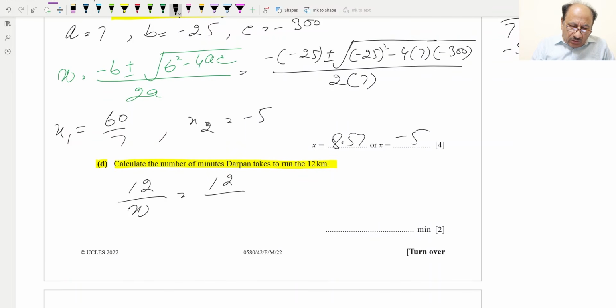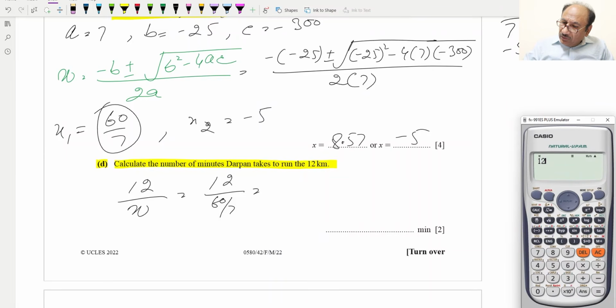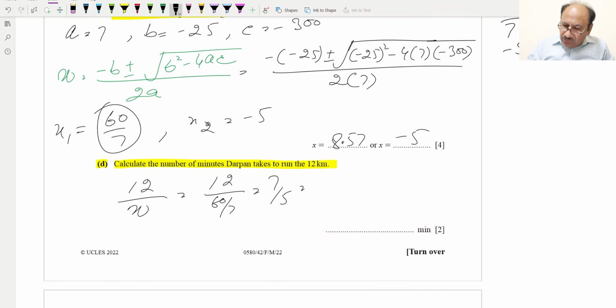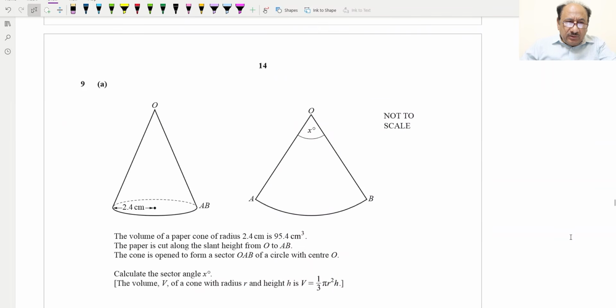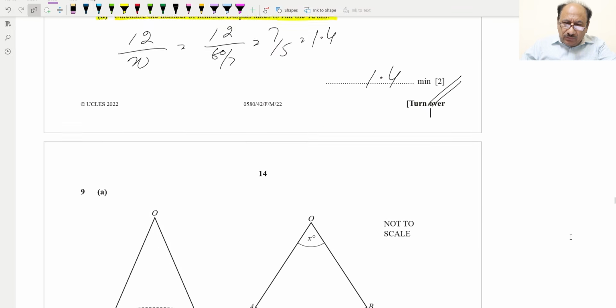We can use this 60 over 7, and this will be equal to 12 divided by 60 over 7, and this will be equal to 7 by 5, and the decimal value will be 1.4. So 1.4 will be in hours, basically. You can say this will be our final answer. And then the answer should be in minutes.